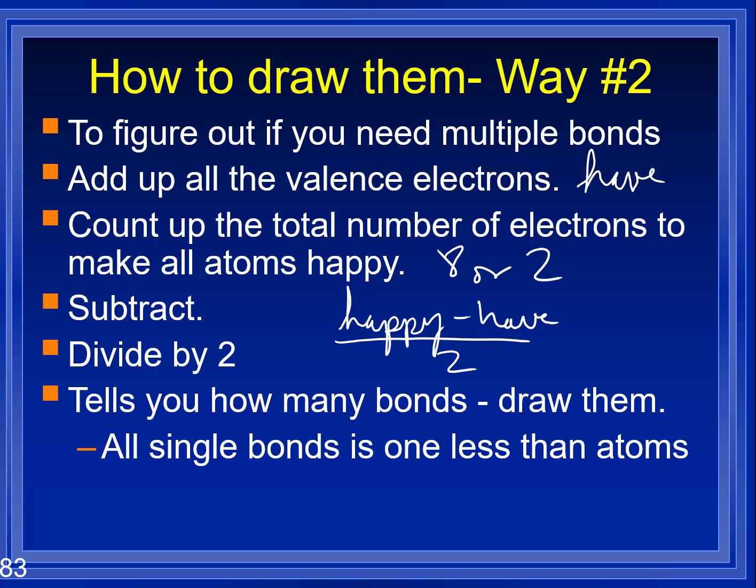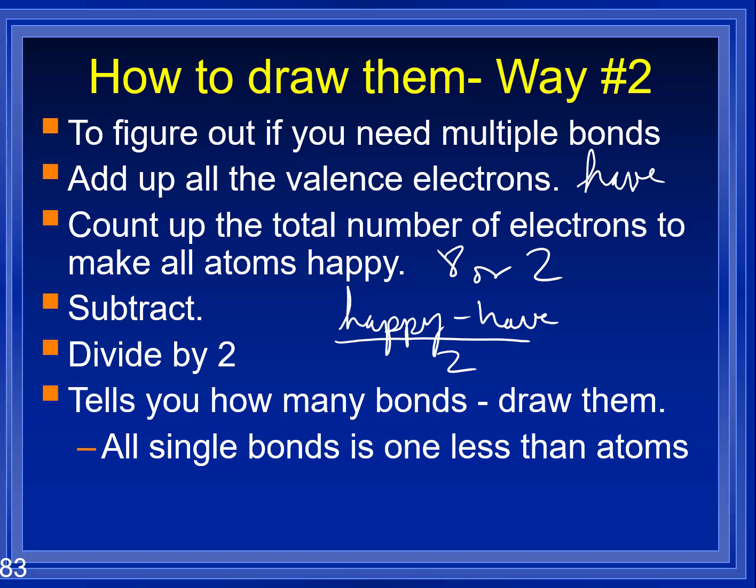Now, to figure out if you need multiple bonds, it's a simple demonstration. What this sentence says, all single bonds is one less than atoms, is what it's talking about. If I want to hook up 2 things, how many bonds would it take? 1. So to hook up 2 things takes 1 bond.